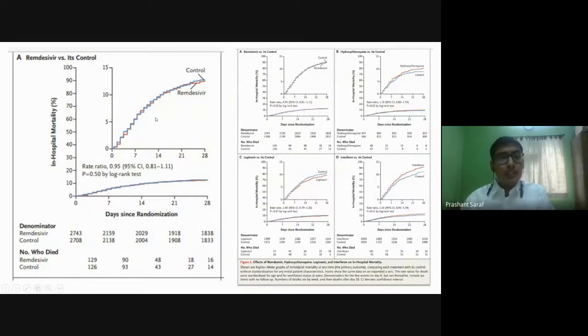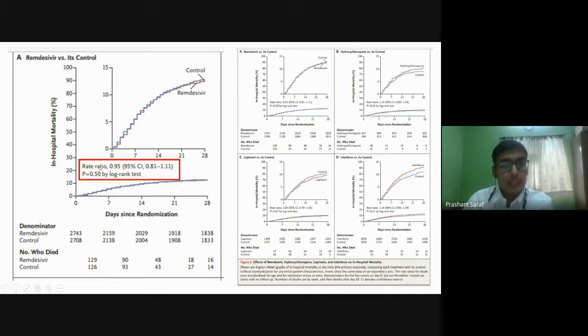So coming to the results, this is a Kaplan-Meier graph of in-hospital mortality at that time. So this is the primary outcome of the graph. We will not go into detail as to how this graph is plotted, but we will focus on the result, like the rate ratio 0.95 and 95% confidence interval, and the range is 0.81 to 1.1. We will understand more in the upcoming slides in the forest plot.